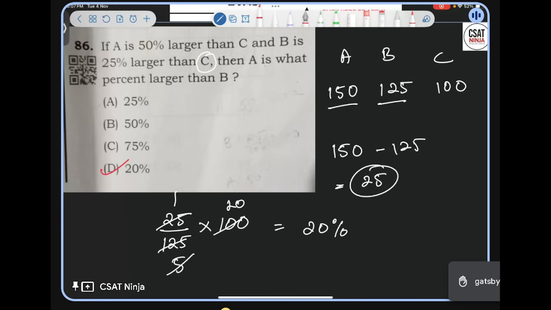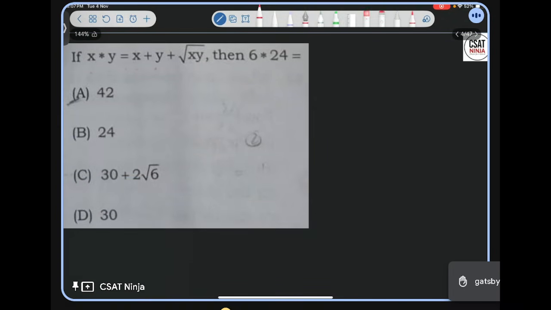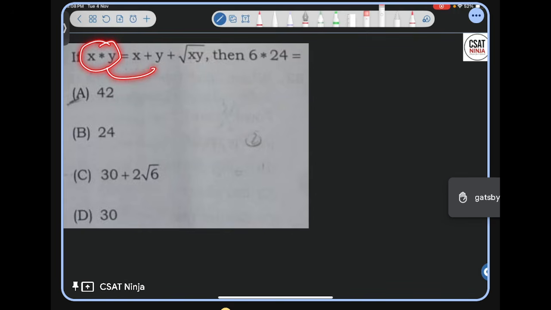Now, let's go to the next one. Question number 2 is an operation type of question. Earlier in NPSC, we used to see this type of question a lot, but for the last few years we haven't seen any question based on this. This means if you have X star Y, that is, a first number and a star and another number, then this will be the formula. An operation type of question is one where the formula is given.